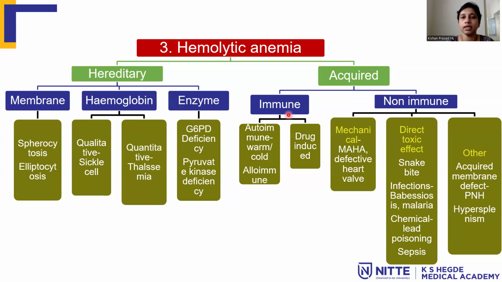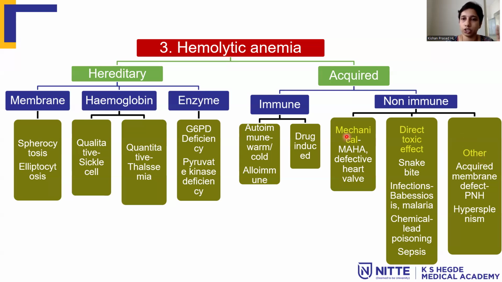Immune is either autoimmune hemolytic anemia, AIHA, or alloimmune hemolytic anemia, or it can be because of drug induced, various drugs which are causing immune hemolytic anemia. In non-immune hemolytic anemia, it can be mechanical damage to the RBCs, or various factors which are causing direct toxic effect on the RBCs, or other causes.